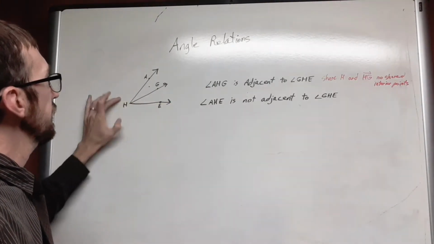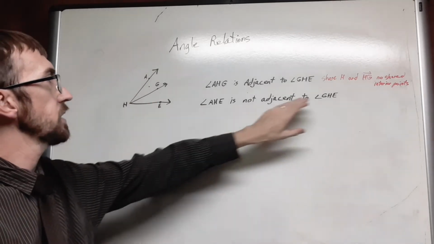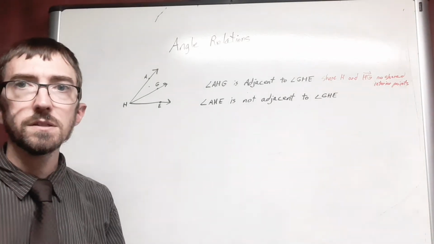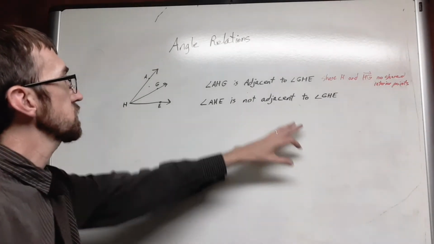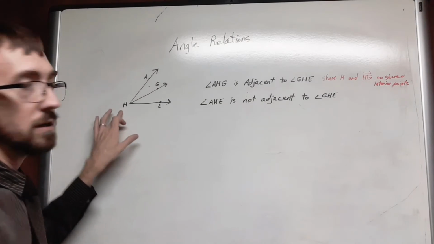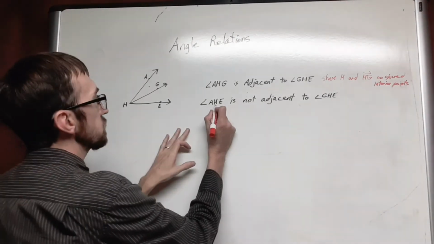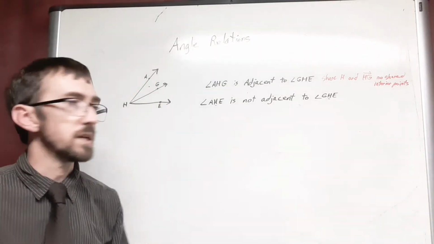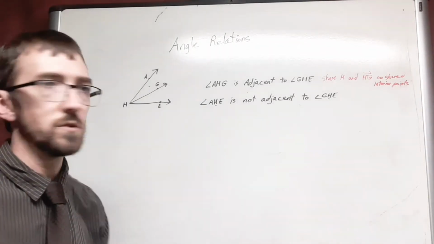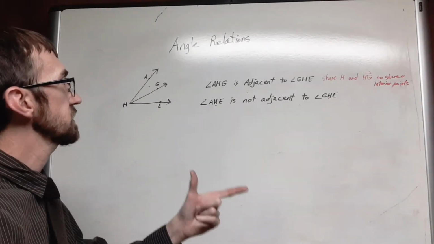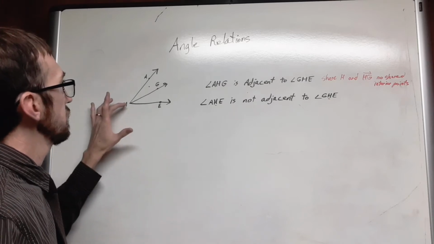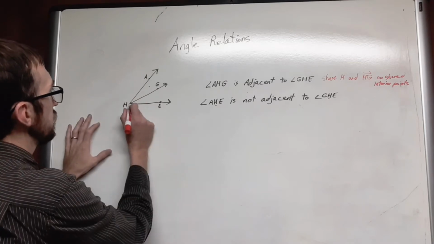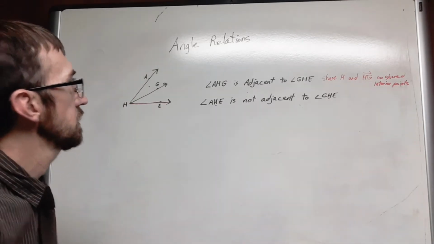I have AHE, the big angle, is not adjacent to GHE, the smaller angle. And what is violated in the definition? Well, let's look. Do they share a vertex? They do, H. We also see that in the notation here. The center letter is the vertex. So we see that there is a shared vertex. Do they share a side? A, H, E, G, H, E. They share this ray right here.